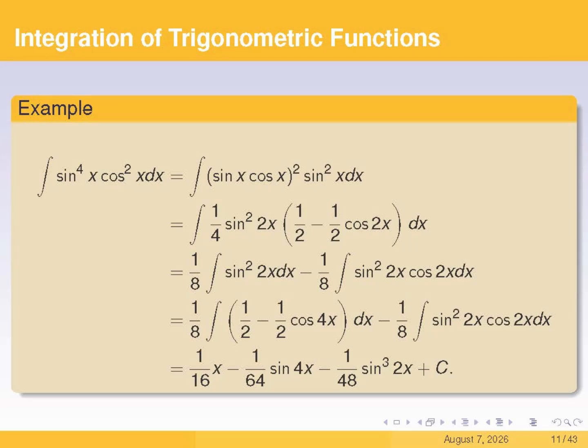First, splitting sine x to the fourth power into sine x squared times sine x squared yields the equality on line 1. Using the previously listed trigonometric identities gives us the equality on line 2. Then, through simple algebraic manipulation, we split the integral to obtain the equality on line 3.